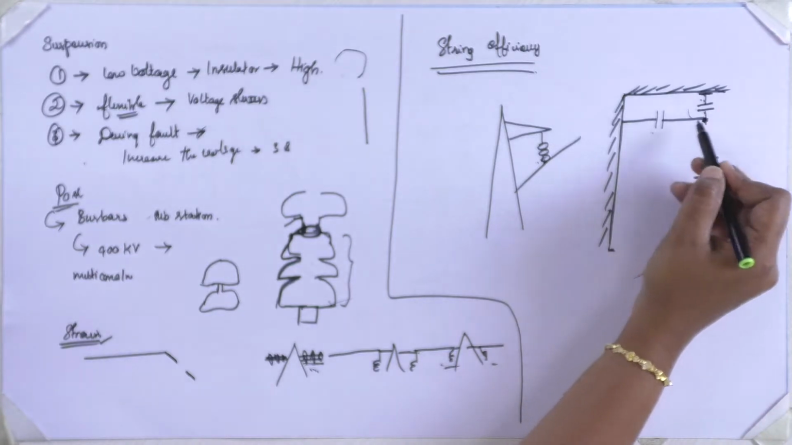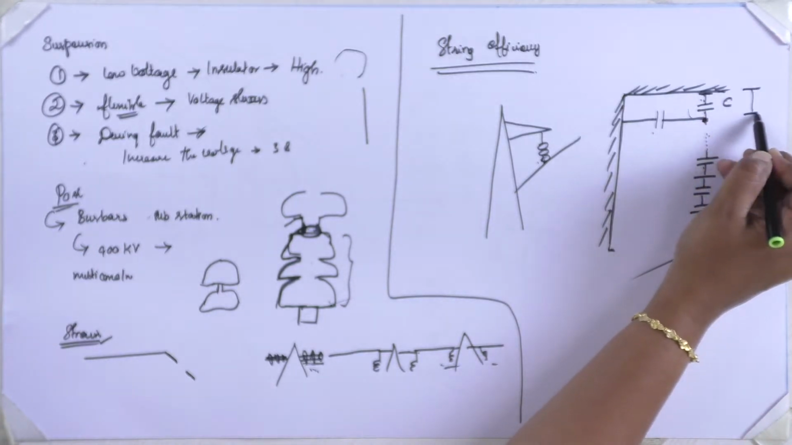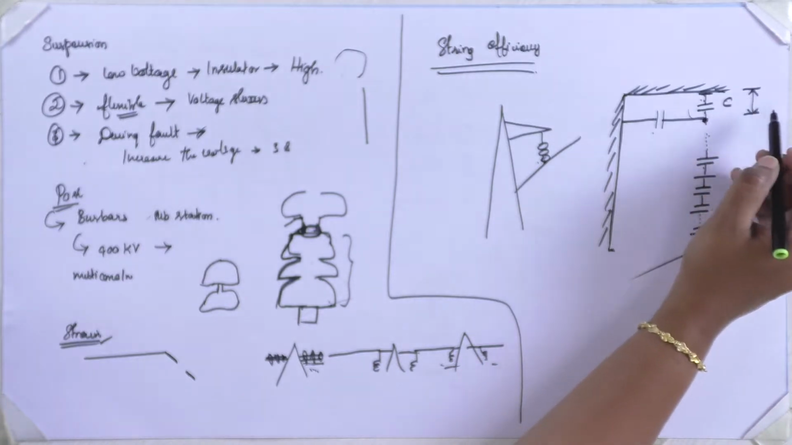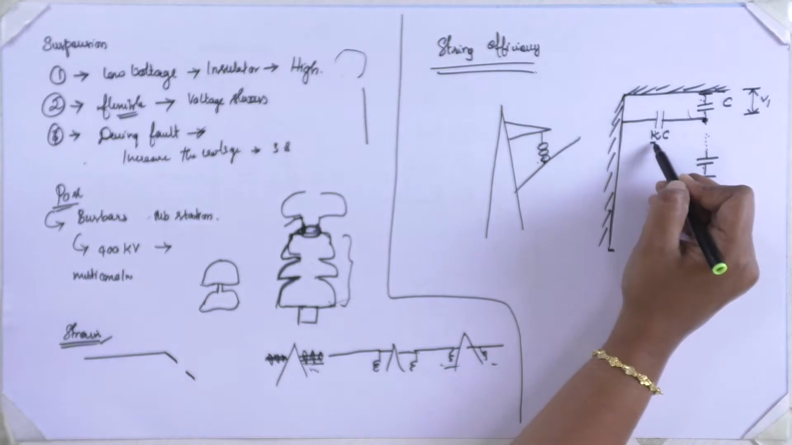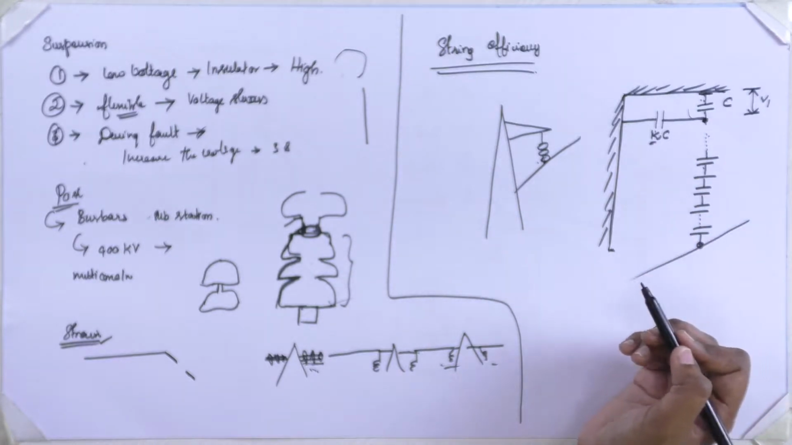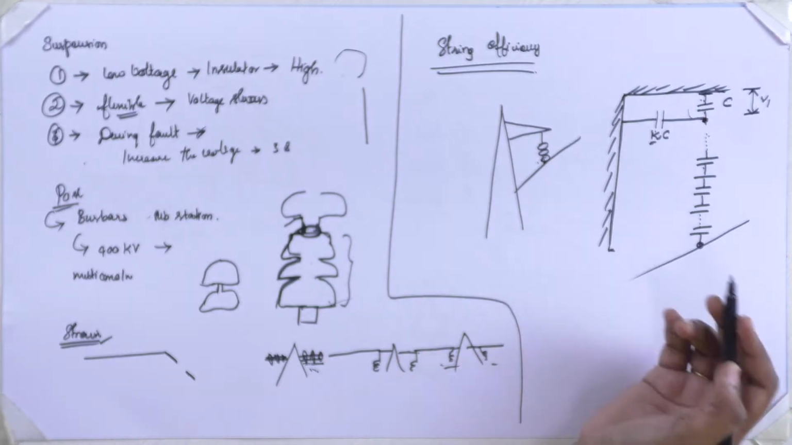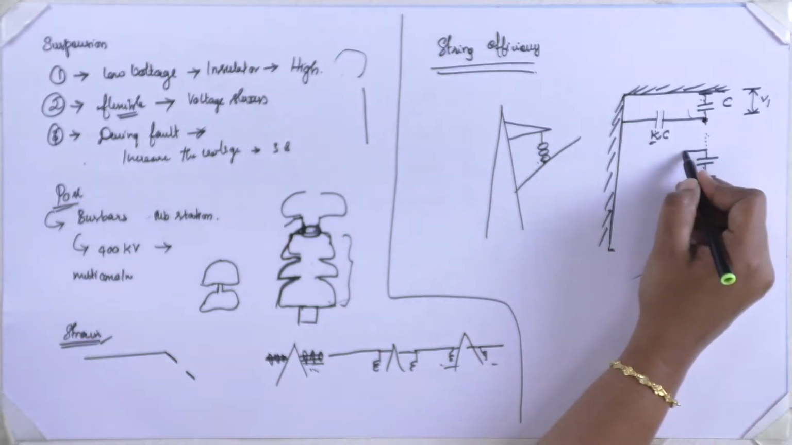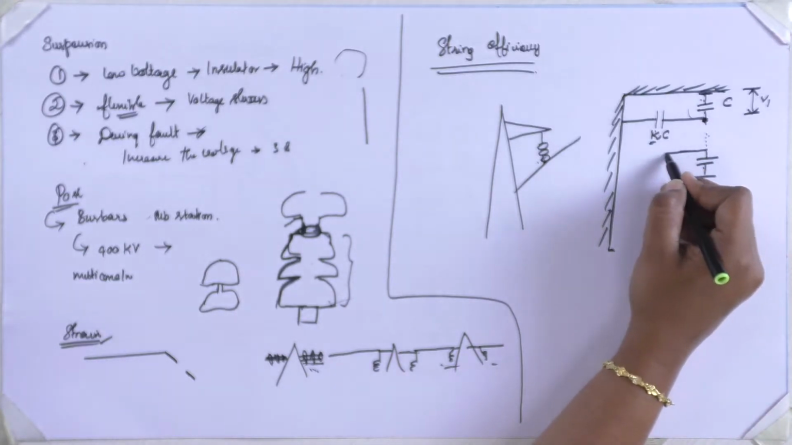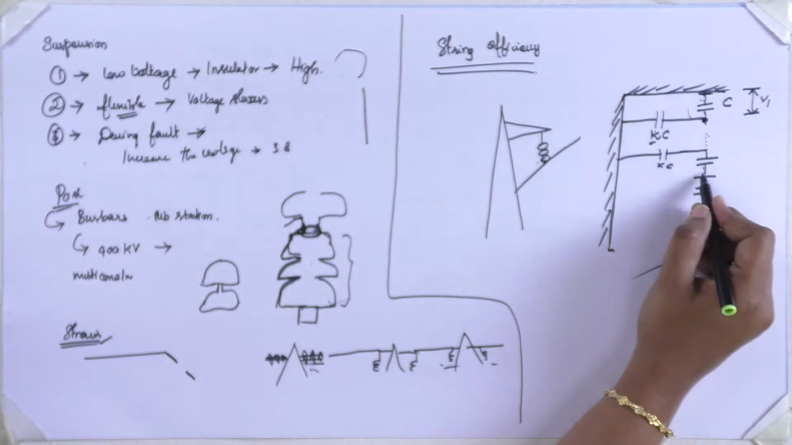If I take this capacitance as C, and the voltage across this insulator and the cross arm is V1, then this capacitance will be K into C, where K is a constant which is not more than 0.1 to 0.2, that is between 0.1 and 0.2. Similarly here I have another KC.